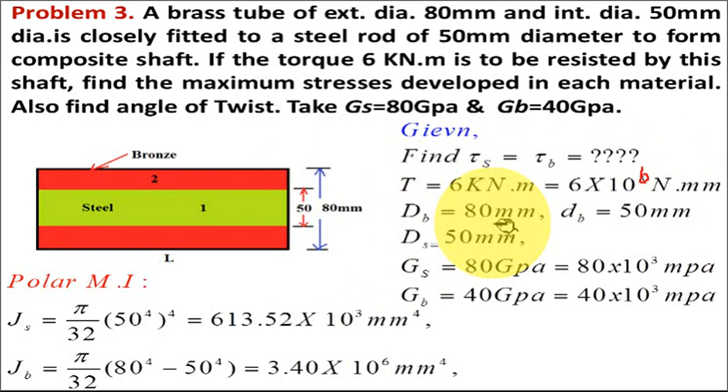Then external diameter D is 80 mm, internal is 50 mm. These are the modulus of rigidity values in GPa; I have converted them into MPa here. Now find the polar moment of inertia for steel in this middle part. Find the polar moment of inertia for this external brass part. Here it is not bronze, it is a brass material. And then pi by 32 into capital D raised to 4 minus small d raised to 4. Here this is capital D, small d. You will get the polar moment of inertia of this particular bar.